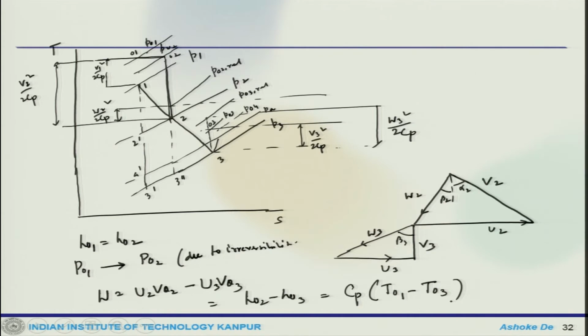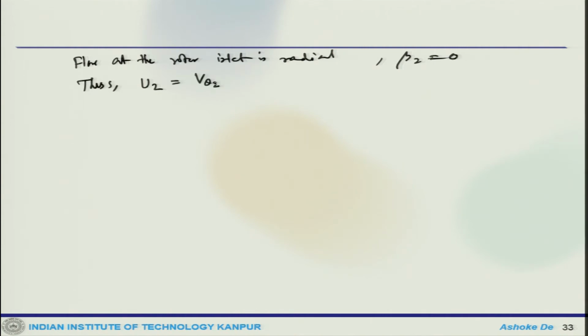Now, if the flow at the rotor inlet is radial, then the relative angle beta 2 would be 0. Thus we have U 2 equals V theta 2. So, sorry, V z 2. So, we get W equals U 2 square minus U 3 V theta 3.